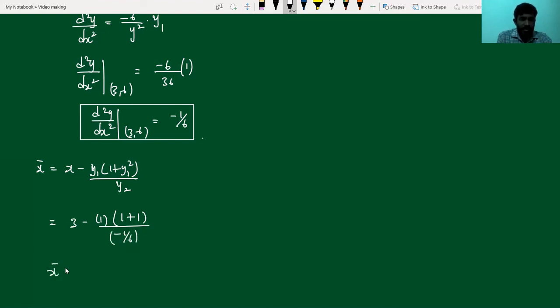If we simplify this, we get x bar is equal to 3 minus into minus, it becomes plus, 2 into 6, it becomes 12. So x bar is equal to 15.